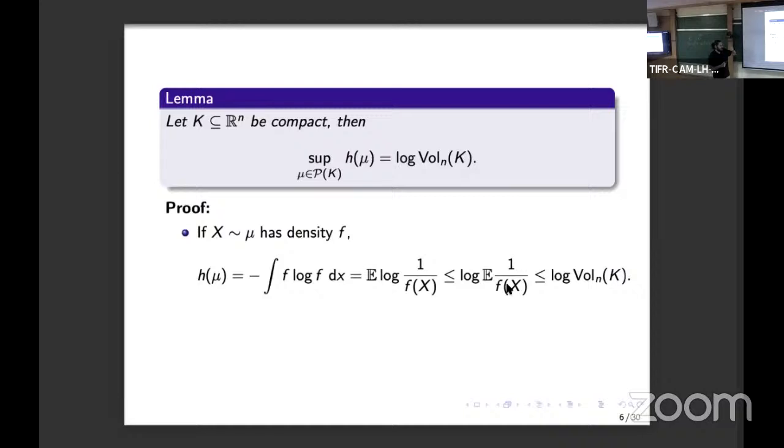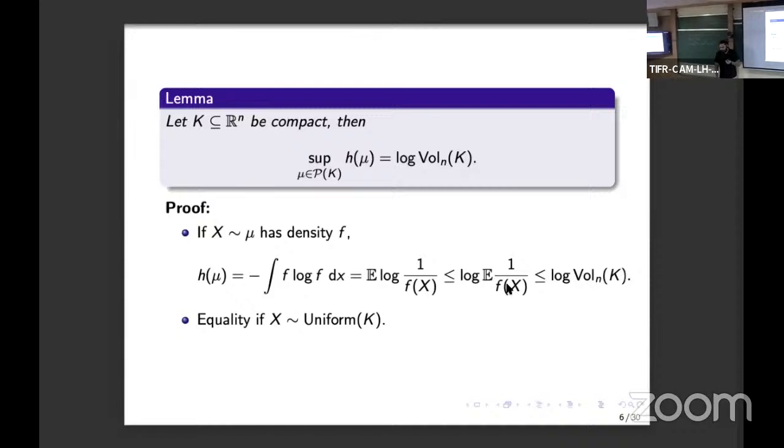So if X has density f, then this is simply the formula for entropy, which I can write like an expectation. And then I can use Jensen's inequality to pull out the logarithm and then just calculate. So it's very simple. And just from this use of Jensen's inequality, you can see that equality is attained if and only if X is uniformly distributed on K. So the uniform measure attains maximum entropy, and this maximum entropy is log volume. Okay, so now step one is done.